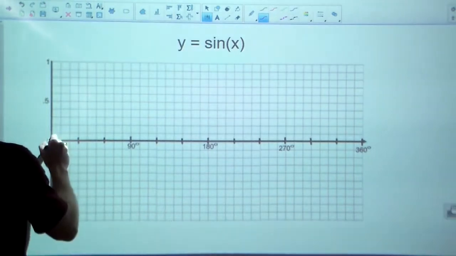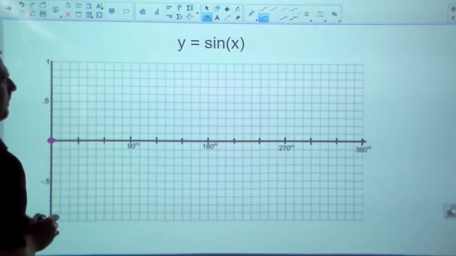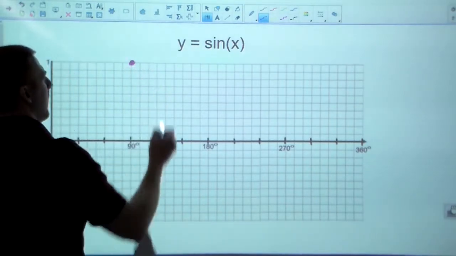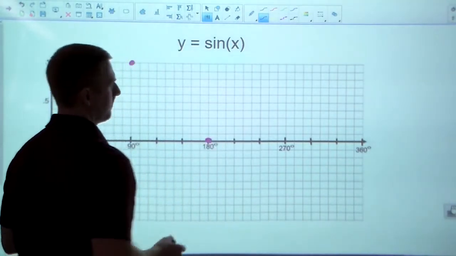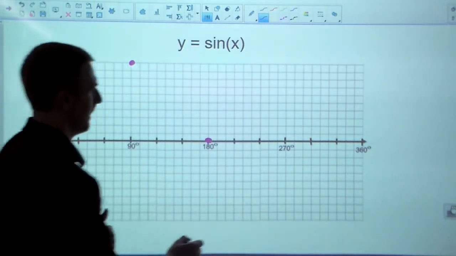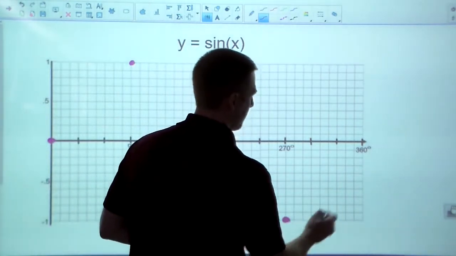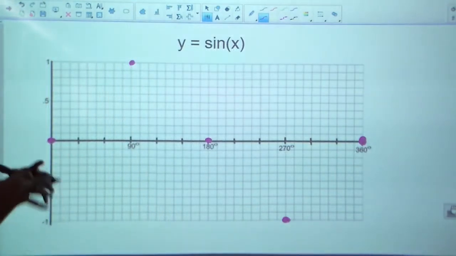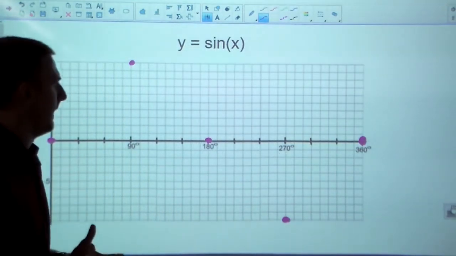So sine of 0 should be 0. Sine of 90 is up to 1. Sine of 180 is back to 0. Sine of 270 is down to negative 1. And sine of 360 is back to 0. So there's sort of the outline of the wave shape.